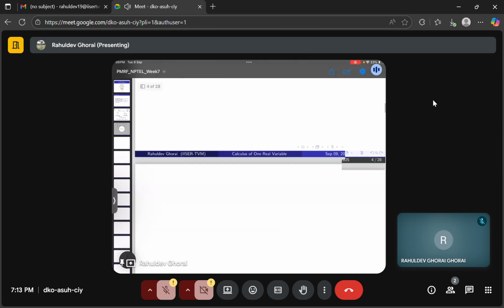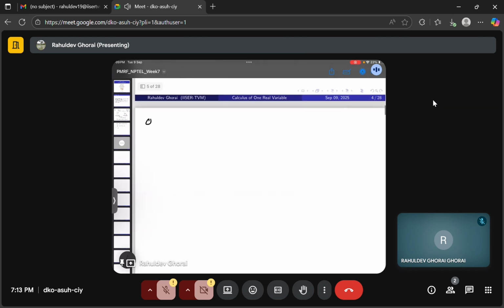Okay, so we'll move to question 2, the second question. Question number 2. Let's say E is the error in the trapezoidal rule.